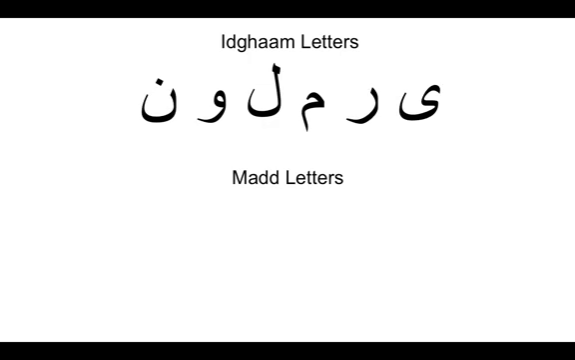What are the mad letters? There are 3 mad letters. We covered that in section 2, lessons 3 and 4. They are alif, waw, and ya. Those are the 3 mad letters.